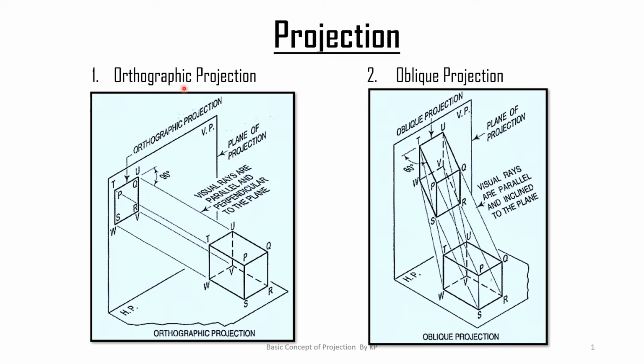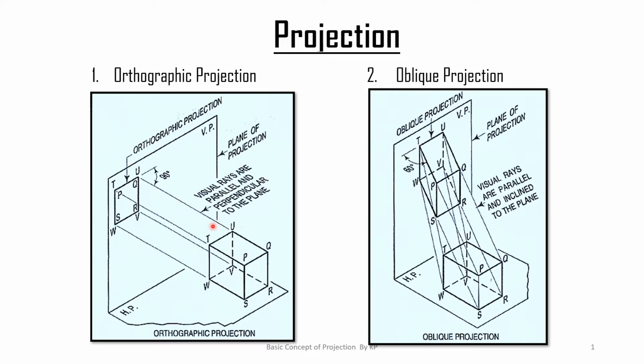First is called the orthographic projection. In the orthographic projection, the projectors are parallel to each other and perpendicular to the plane of projection. Here there are two planes, the vertical plane and the horizontal plane. In short, the horizontal plane is represented by HP and the vertical plane is represented by VP. These are called the planes of projection, HP and VP.